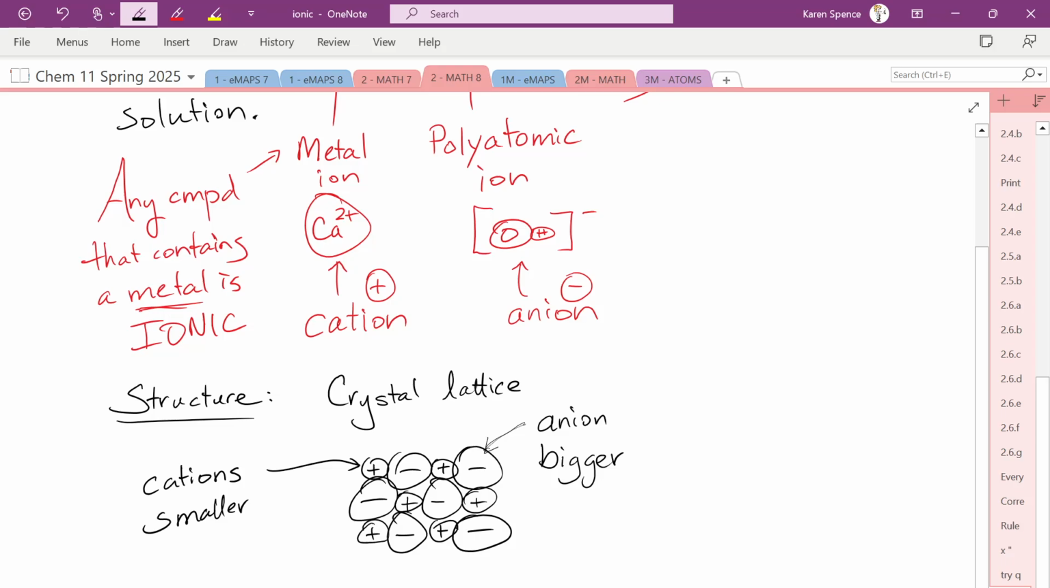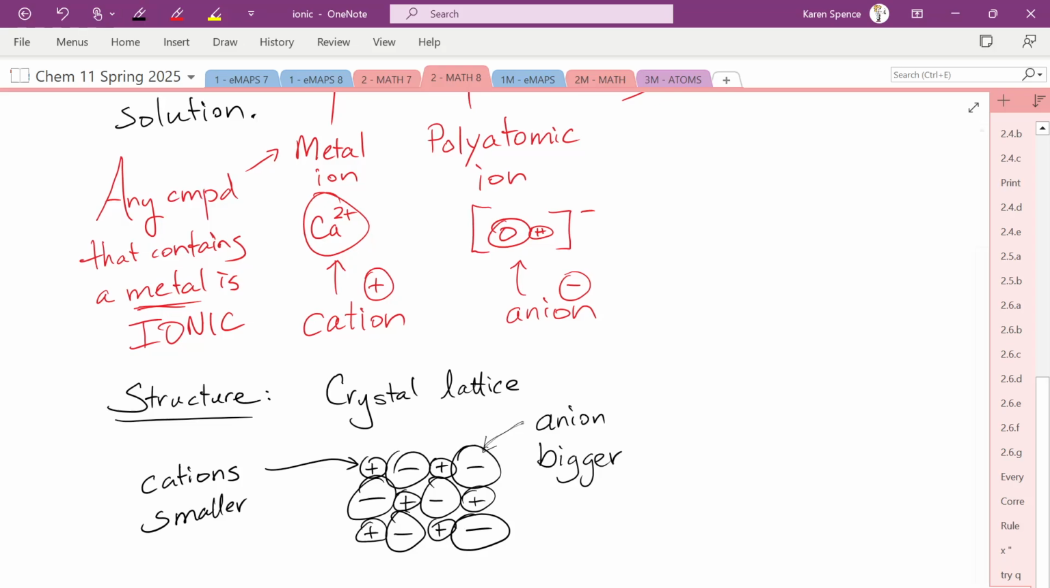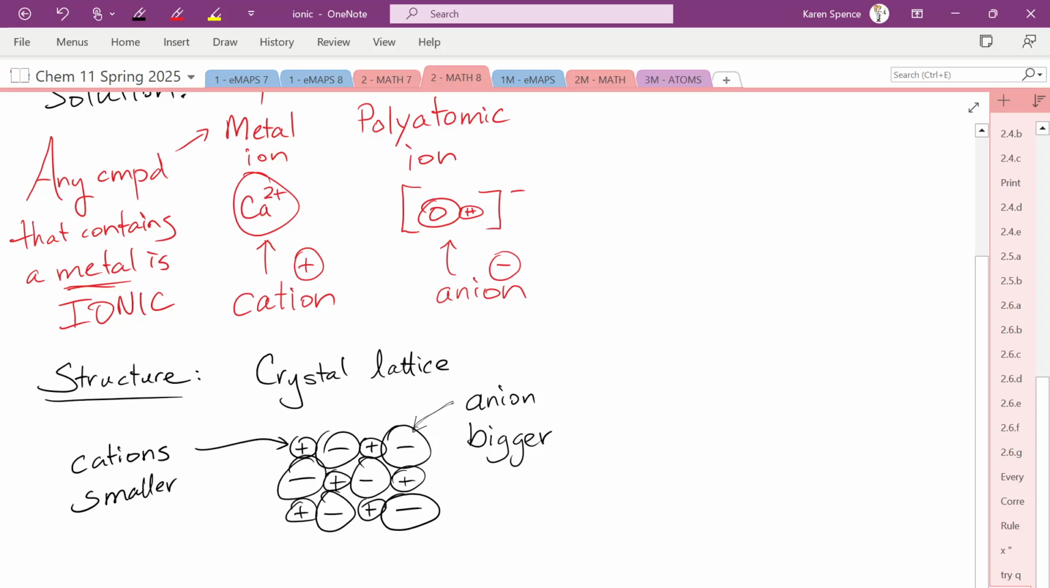And here's where we do a little review of atomic structure. We're not going to do this with calcium and hydroxide because it's too complicated. All right, we're going to use some tiny little atoms. We are going to use a lithium atom and a fluorine atom.